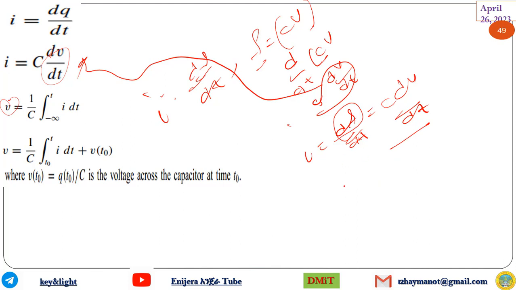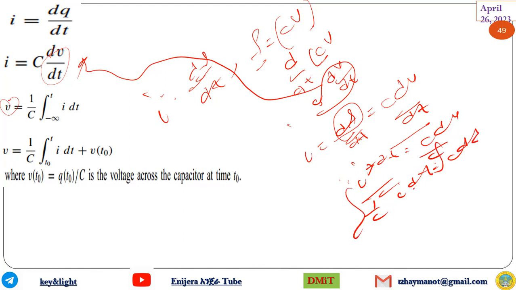Then V is equal to I dt is equal to C dV, so dV is I dt divided by C. Then 1 over C times I dt is equal to dV. Integrate both sides, 1 over C from minus infinity to some time t of I dt.